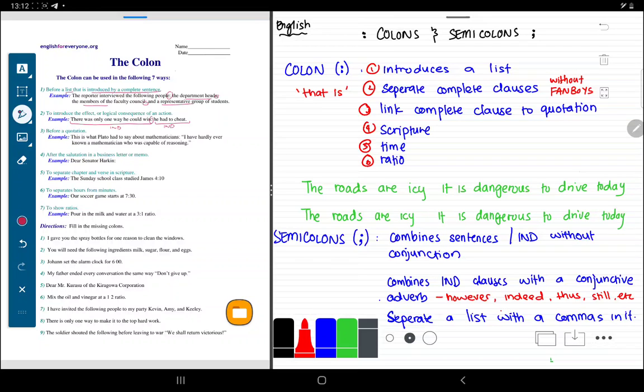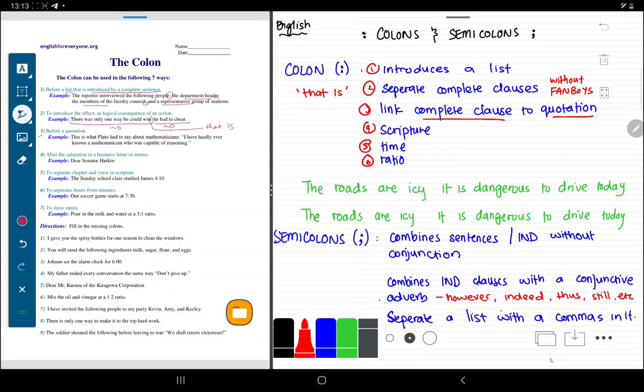So if you want to make sure in this case, or if you want to test if you have used your colon right in this case, you can replace your colon with the words that is. So if we were to do that in this sentence, it will be there was only one way he could win. That is, he had to cheat. Then you know if your sentence makes sense, then your colon is in the right place. We can also use colons to link a complete clause to a quotation.